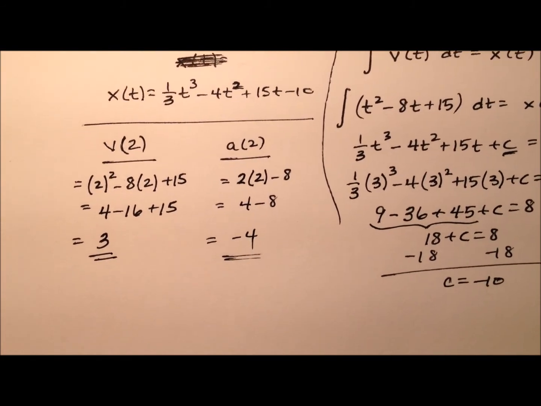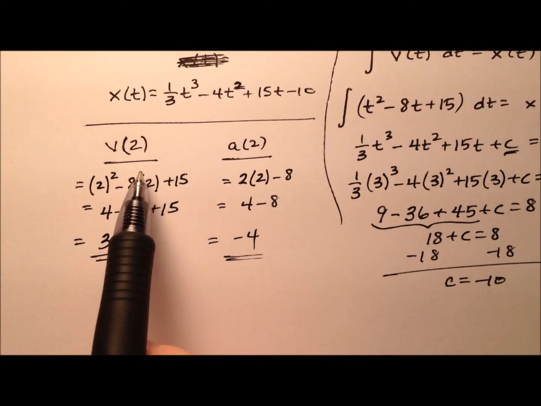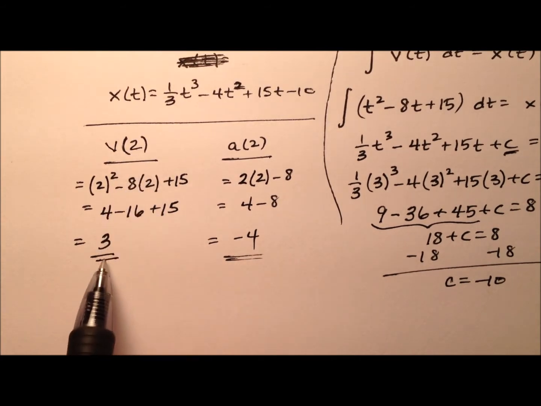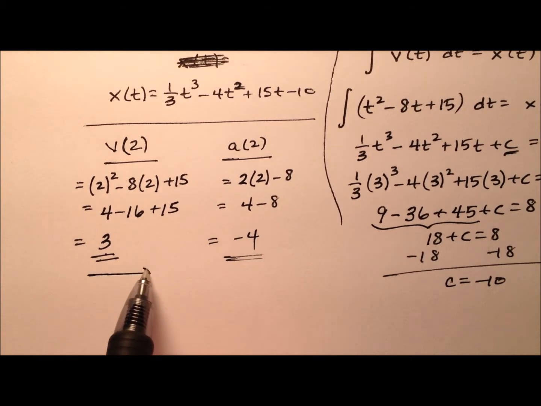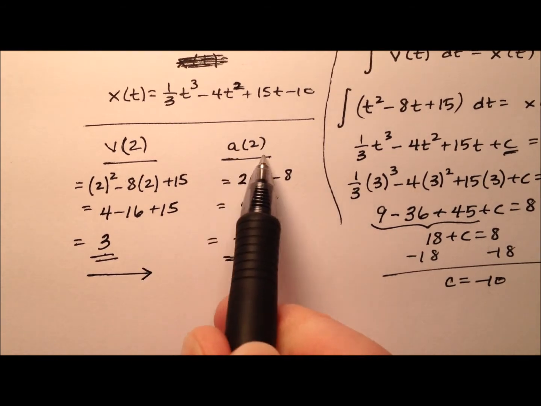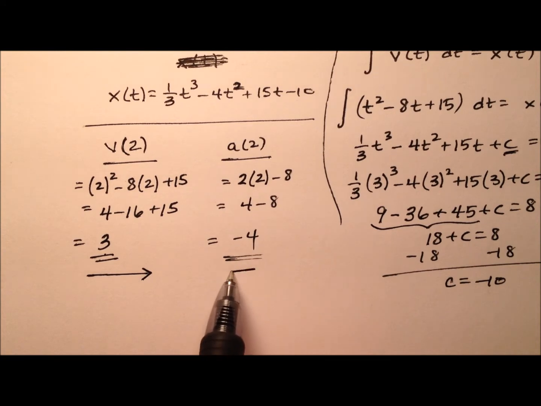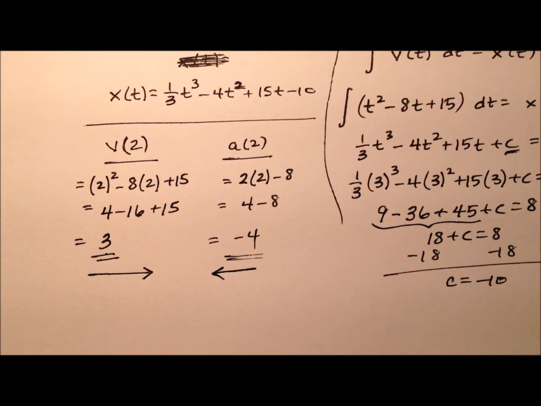Okay, so what can I say about the particle when at time t equals 2 his velocity is positive, which means he's moving to the right, but his acceleration is negative, which means he's being pushed to the left?